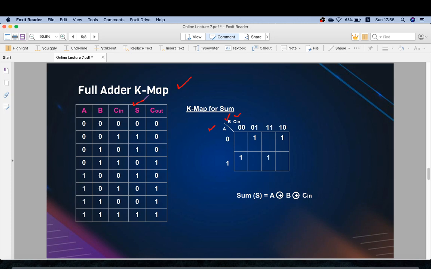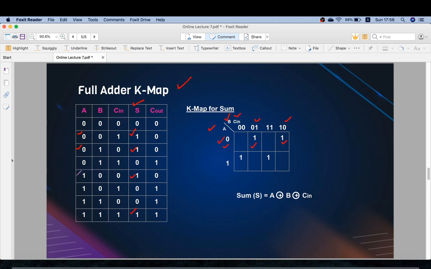So we will mark the one variable wherever it appears in this column to the K-map. There are 4 one variables which we have to mark in the K-map for the sum. The first one is in 0 0 1. So it's 0 0 1. So here we will mark the one variable. The second one is in 0 1 0, that is 0 1 0. So we will mark one variable here.